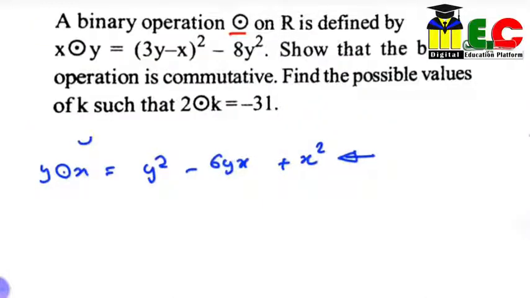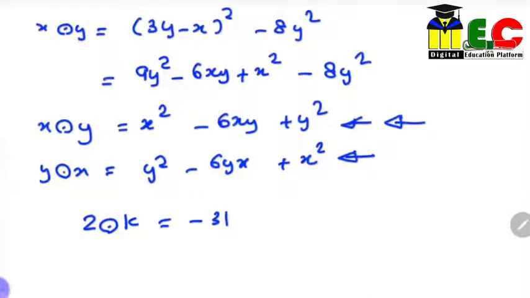Find the possible value of k such that 2 dot cycle k equals minus 31. So 2 dot cycle k equals minus 31. Substituting into the equation, x becomes 2, then 3 times 2 is 6.